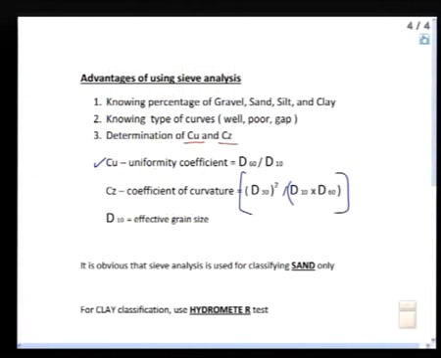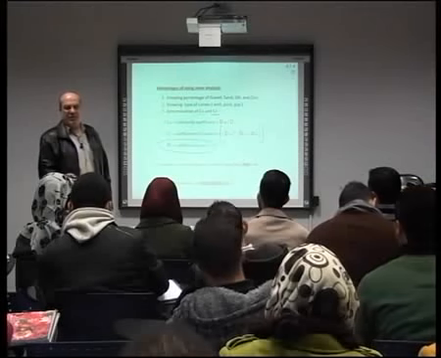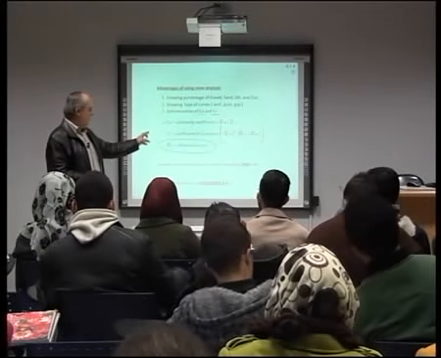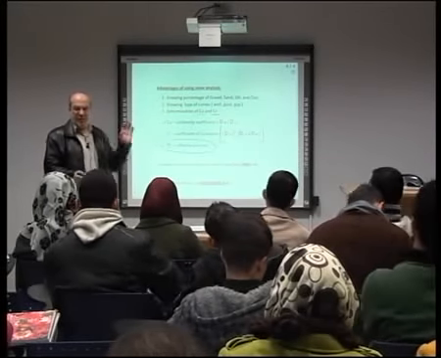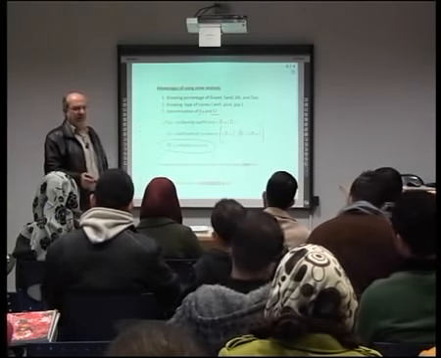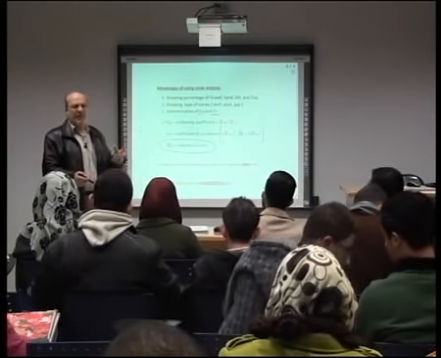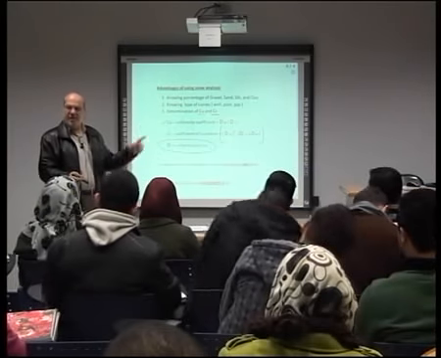So we have D60, CU and C sub Z. By the way, D10 is called the effective grain size. It is important to know. We'll stop here and we will continue later. Okay? D10 is the effective grain size. Remember this word, effective grain size. I don't have to tell you D10. If I say effective grain size, it's D10.